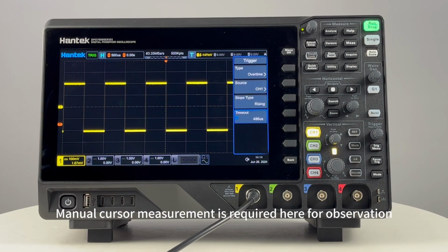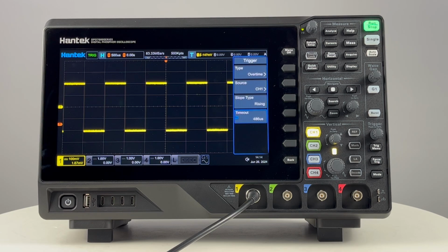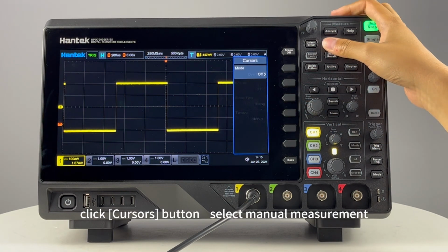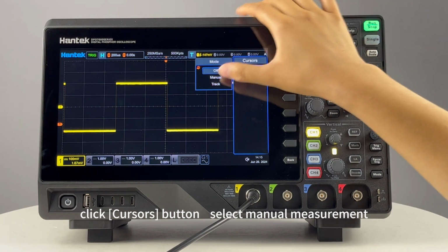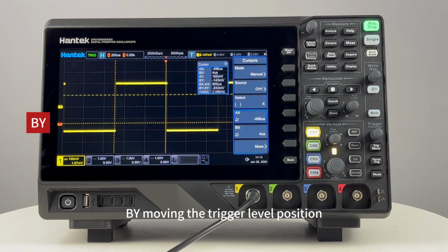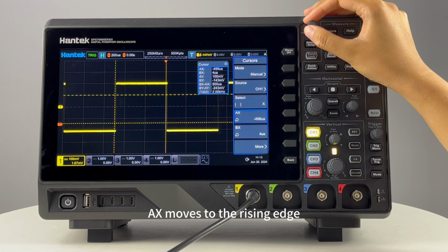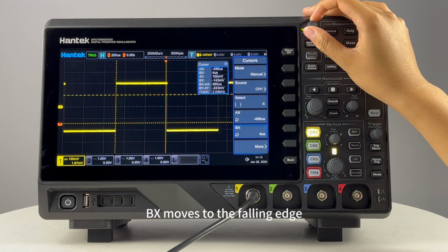Manual cursor measurement is required here for observation. Let's adjust the horizontal time base of the waveform. Click the Cursors button to select manual measurement. BY moves the trigger level position. AX moves to the rising edge. BX moves to the falling edge.